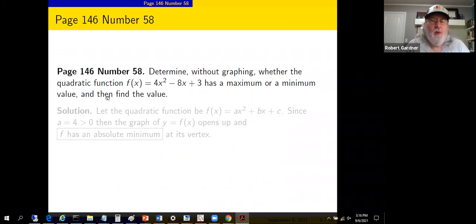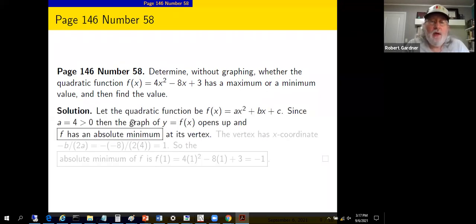Determine without graphing whether the quadratic function f of x equals 4x squared minus 8x plus 3 has a maximum or a minimum value, and then find the value. Okay, it's a quadratic function with a equals 4. 4 is positive. The graph opens up, must have an absolute minimum at its vertex. There's a lowest point on the graph because it opens upward. That is, there's an absolute minimum of the function. It occurs at the vertex.